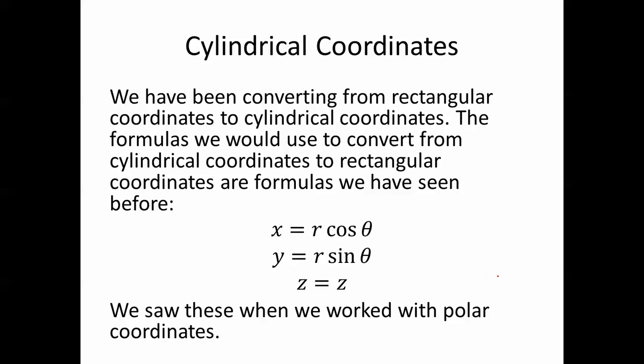We've been converting from rectangular coordinates to cylindrical coordinates. The formulas we would use to convert from cylindrical to rectangular coordinates are formulas we've seen before. X equals r cosine theta, y equals r sine theta, z equals z. We saw these when we worked with polar coordinates, and we're using them again because cylindrical and polar coordinates are basically the same. You just throw in the z.